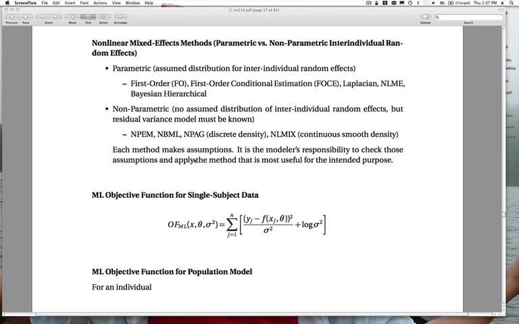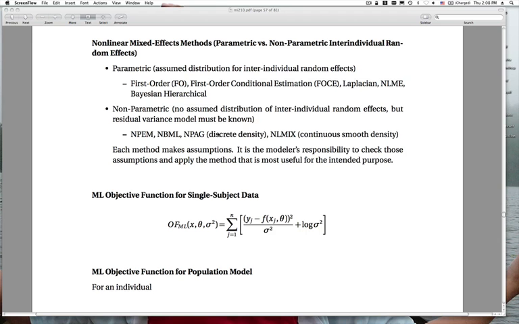It allows the individual etas to be discretely estimated, one per individual, and there are several methods, NPEM, NPML, and NPAG. These are all methods that allow for that. NLMix is a method that also allows for nonparametric estimation of the random effects, although they're modeled with a continuous smooth density rather than a discrete density.